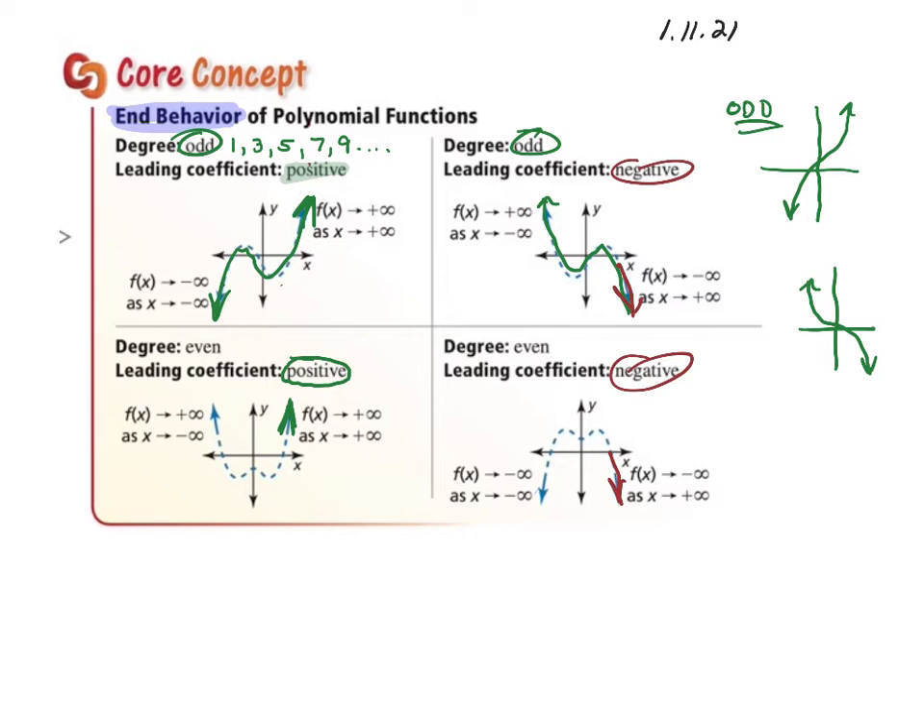And then you just have to remember that because it's odd, like in the first two cases, if the right-hand side goes up, the other one has to go down. Or if the right-hand side starts by going down, the other end has to go up. Then on evens, they always go the same direction. So if the right-hand side goes up, the left-hand side goes up.